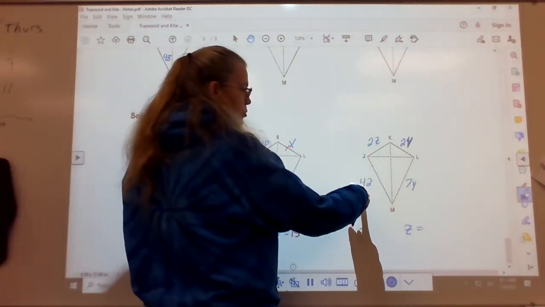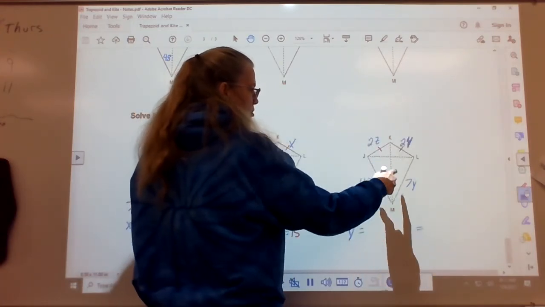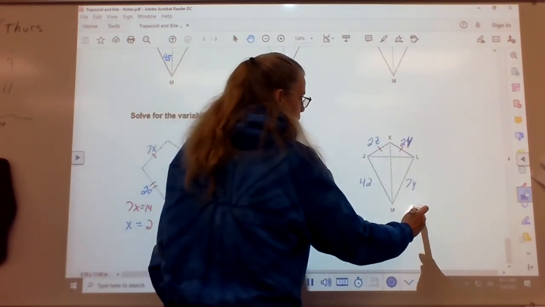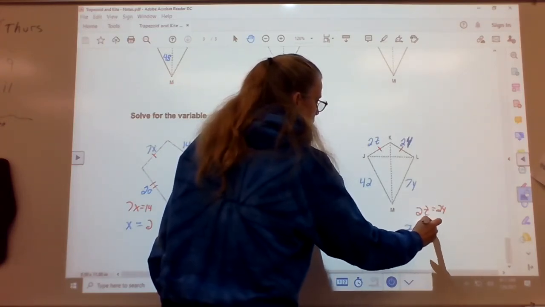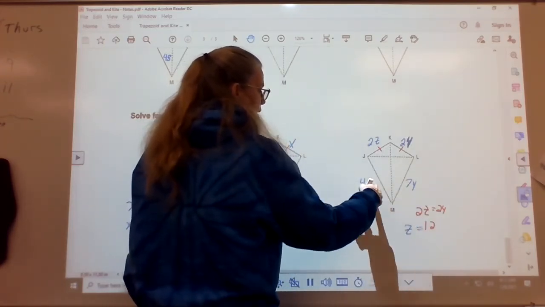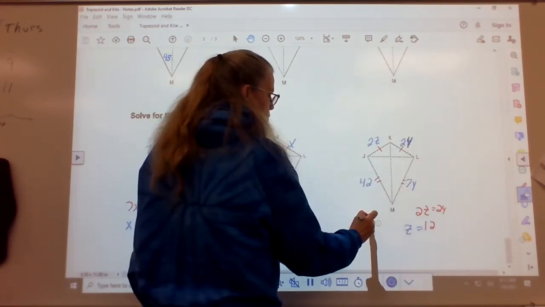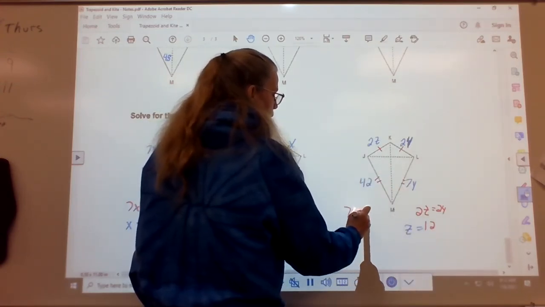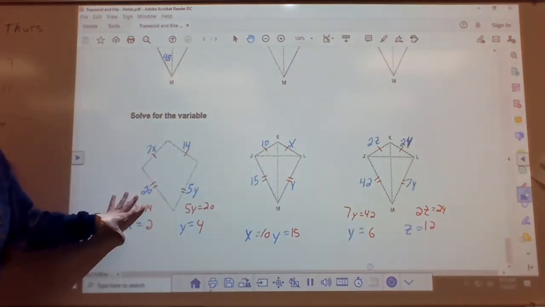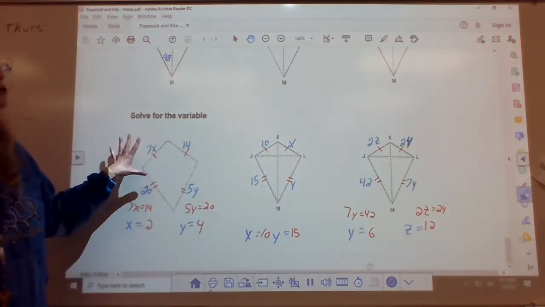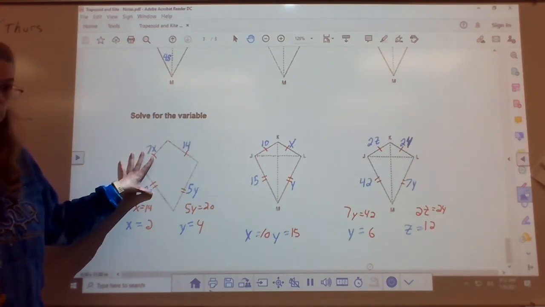This one, a little bit trickier, but I know these will match. 2z equals 24. Z equals 12. These are going to match. 7y equals 42. Y equals 6. So those go really quick. So like I said, there's 2 different homework things.